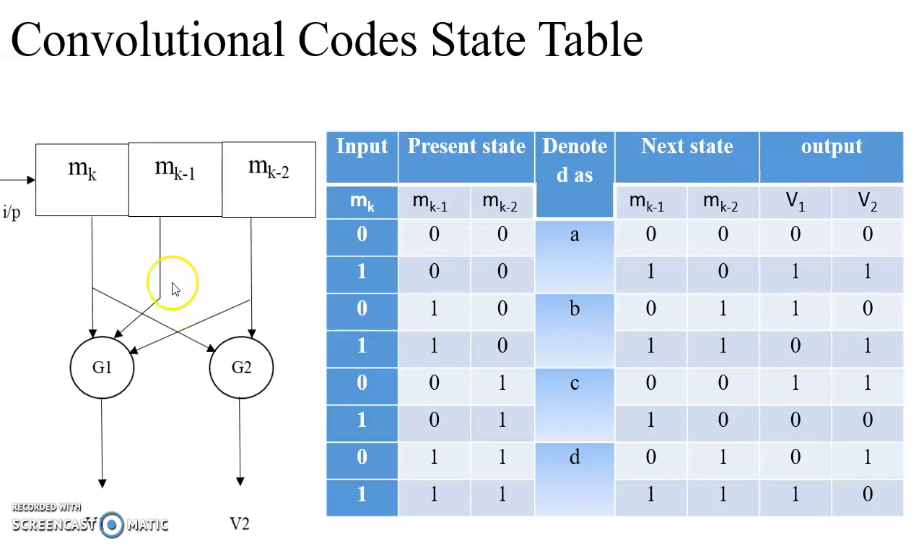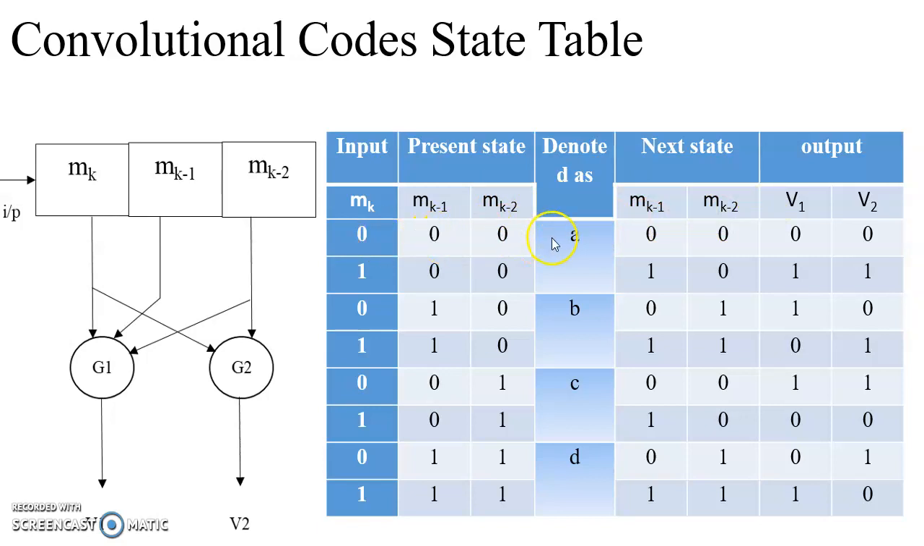We are now moving on to the convolutional code state table. That means from the encoder, we have to design our state table. This is very easy. Mk is the input. Mk-1 and Mk-2, as discussed earlier, are the states. Here they are written as present state and here they are written as next states.